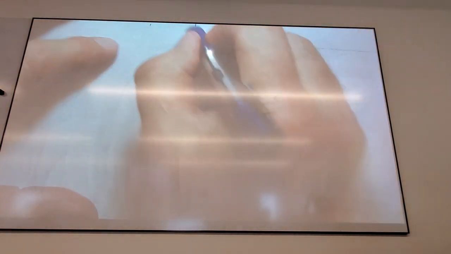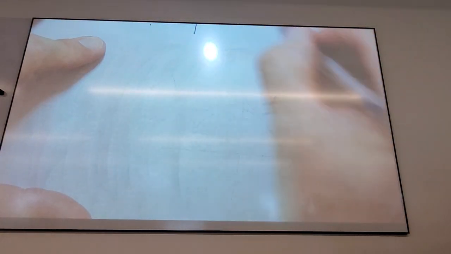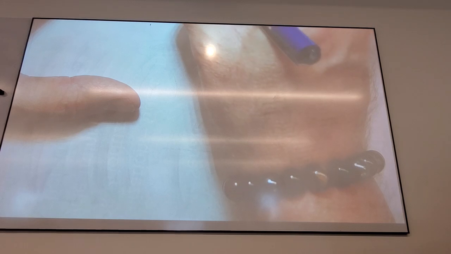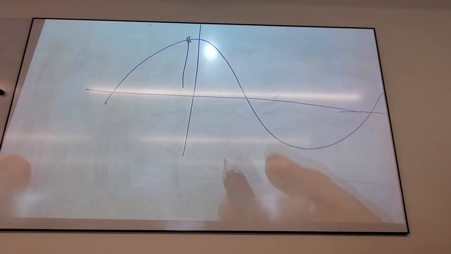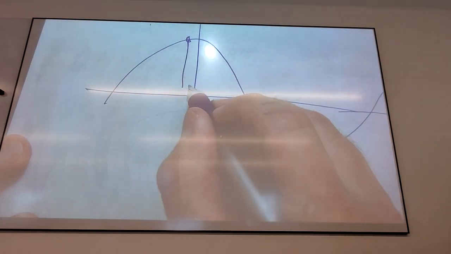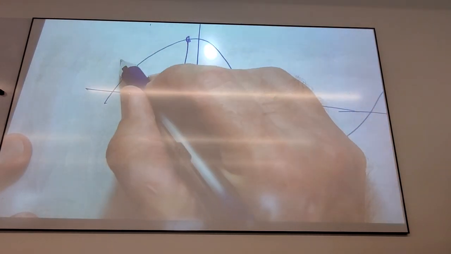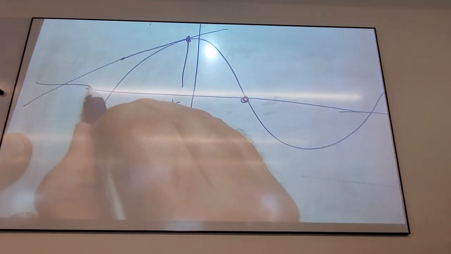So if I draw my graph again, if my guess would have been here, I'm sorry, that would be even worse. So here's the intercept. If my guess would have been here, my tangent line would have taken me here, yes?